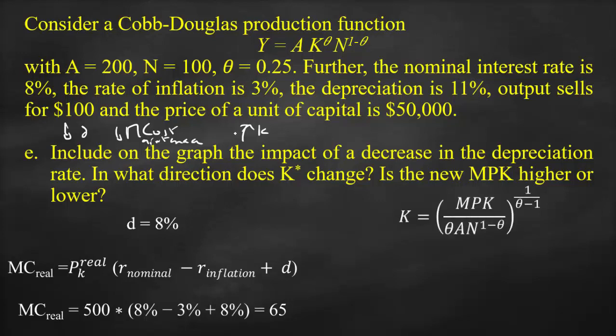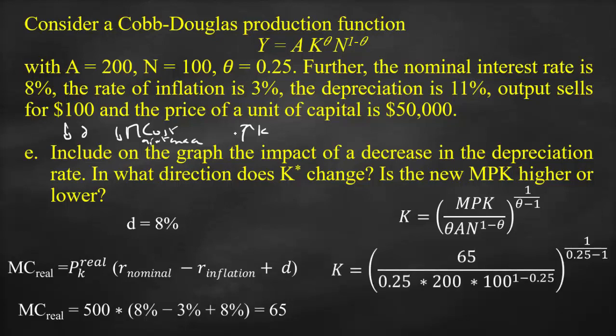Do you remember the formula for K when we rearranged the formula of MPK? So I would say here, K is equal to MPK divided by theta multiplied by A multiplied by N to the power 1 minus theta, all of this to the power 1 over theta minus 1. Let's substitute. Our new MPK is 65. We have the same theta of 0.25, same A 200, same N 100 to the power 1 minus 0.25. All of this to the power 1 over 0.25 minus 1. This will give us K equal to 70.48, which is higher.